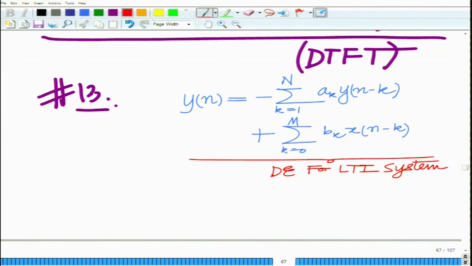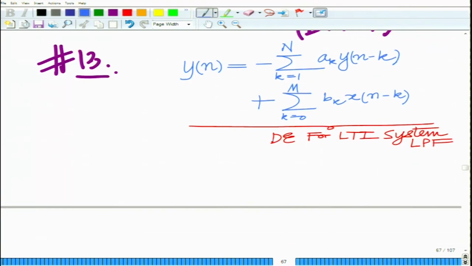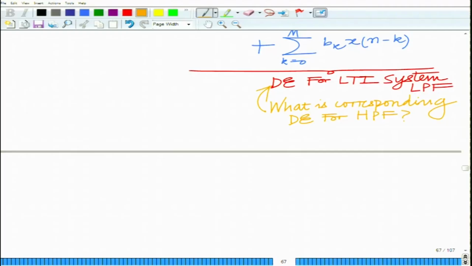Now, if this LTI system is a low pass filter, what is the corresponding difference equation for a high pass filter that is derived from this low pass filter? Okay. And we can start as follows.